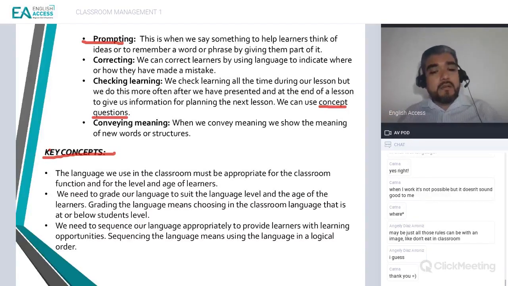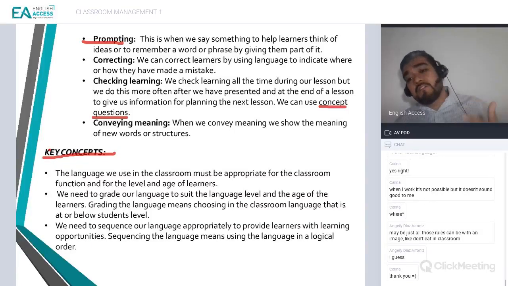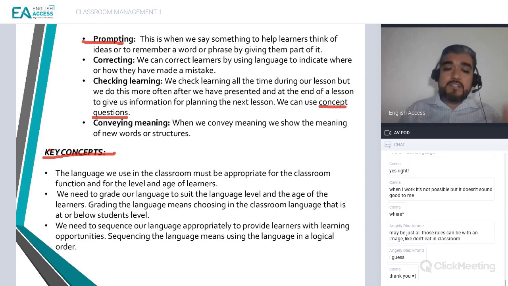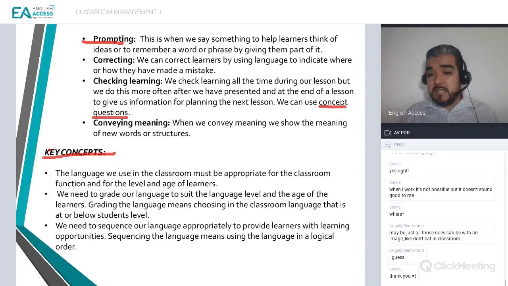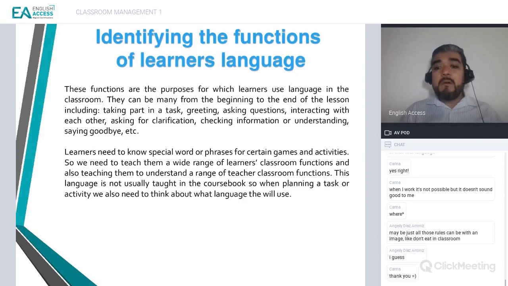We need to sequence our language appropriately so that you give your rules, your instructions, your explanations in the right sequence to provide learners with learning opportunities. Sequencing the language means using the language in a logical order. Okay? So all of this were functions for the teacher's language. But what about the students?